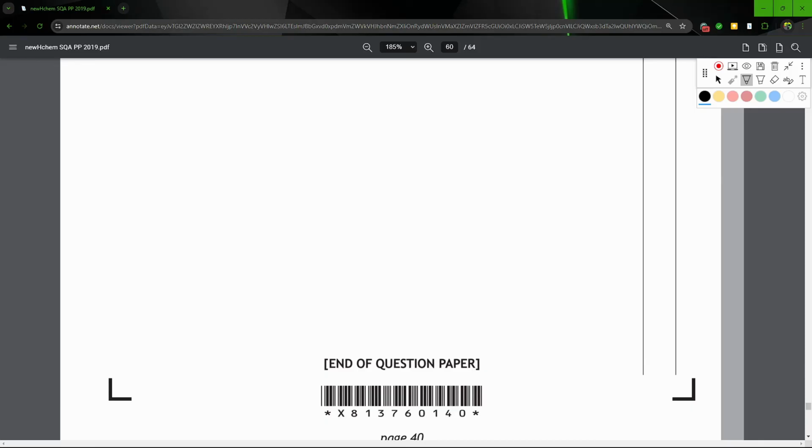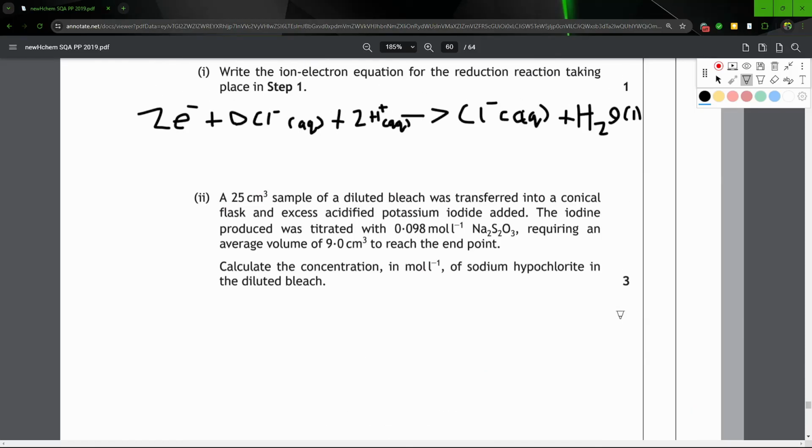Oh, and this is the last question. Oh, I'm finally free. A 25 cubic centimeter sample of diluted bleach was transferred into a conical flask and excess acidified potassium iodide was added. The iodine produced was titrated with 0.098 moles per liter sodium thiosulfate, requiring an average volume of 9 cubic centimeters to reach the endpoint. Calculate the concentration in moles per liter of sodium hypochlorite in the diluted bleach.